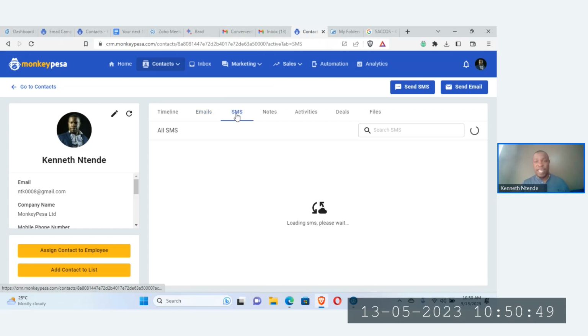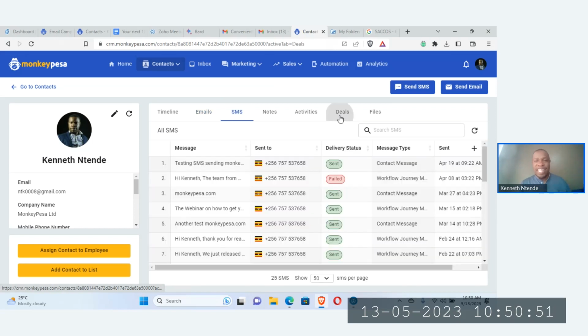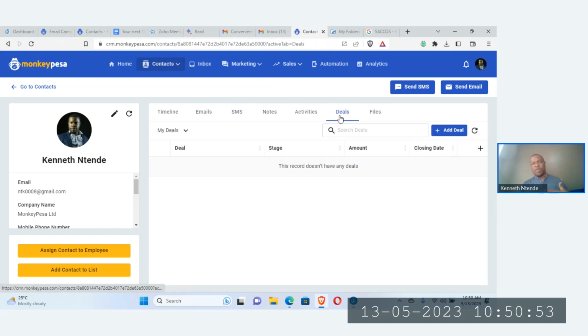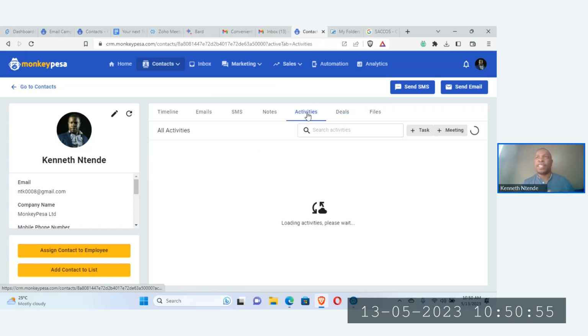Are there any WhatsApp communications? Are there any deals in regards to this given customer? Any meetings that have been held? So that as a team, even if one salesperson has gone off and another sales rep has come to replace that person within the organization, at least they have a trail of what has been happening in regards to that customer's interaction with you.